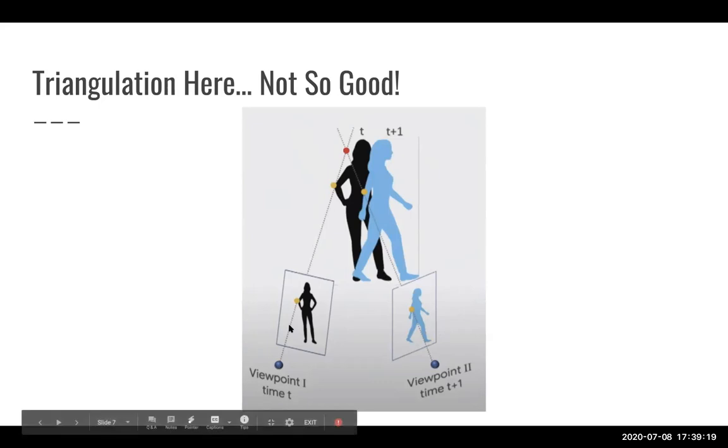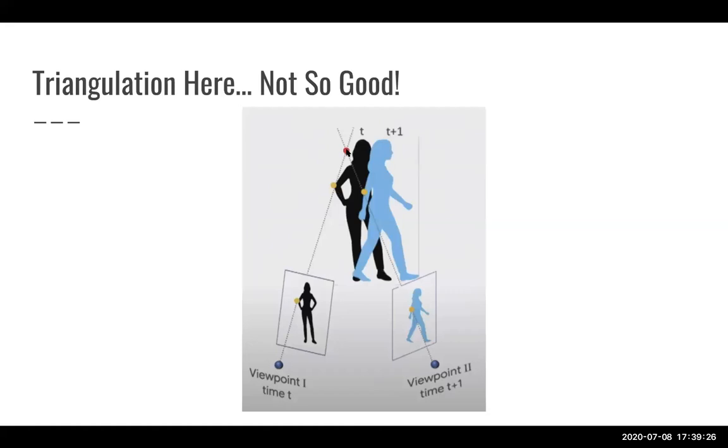So the elbow point that was initially correlated here and the elbow point here, they now meet when you apply the same triangulation algorithm. They meet at this red point here, which is obviously not the elbow that we're looking for. We're looking for this second yellow point. So triangulation doesn't really work on a moving object, which is why it's actually pretty hard to get this on people.